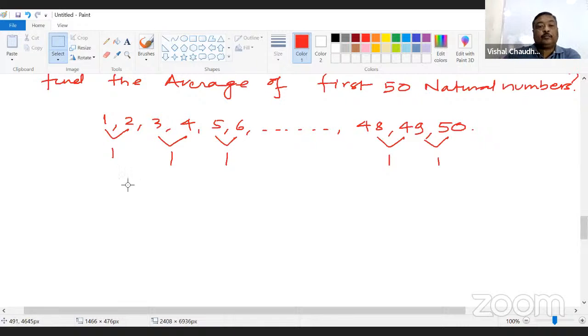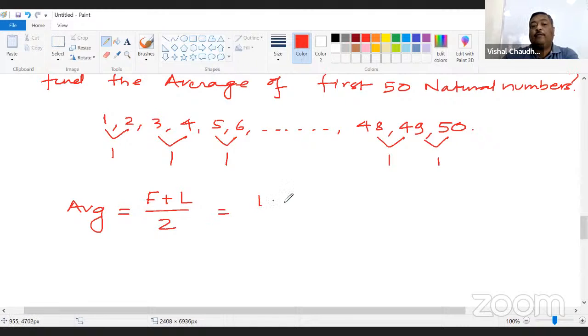Now see, please. We can find it by many methods, but let me give you first a shortcut. Whenever I have such a question, I will find the average, which is equal to first plus last by 2. That is, first number is 1, last number is 50, divided by 2, and that is 51 by 2, and that is 25.5.